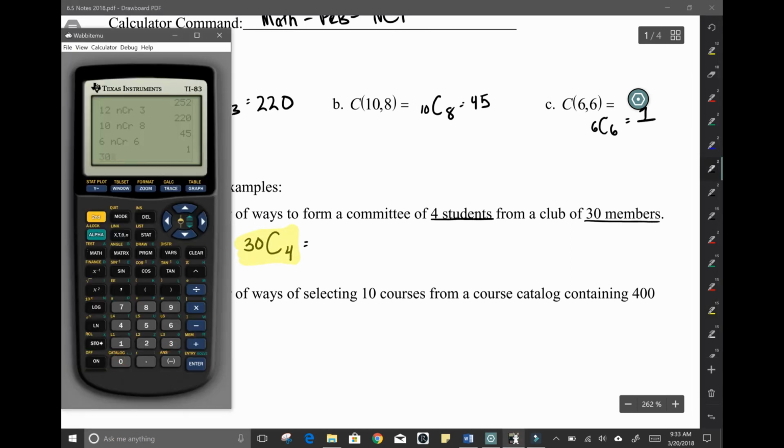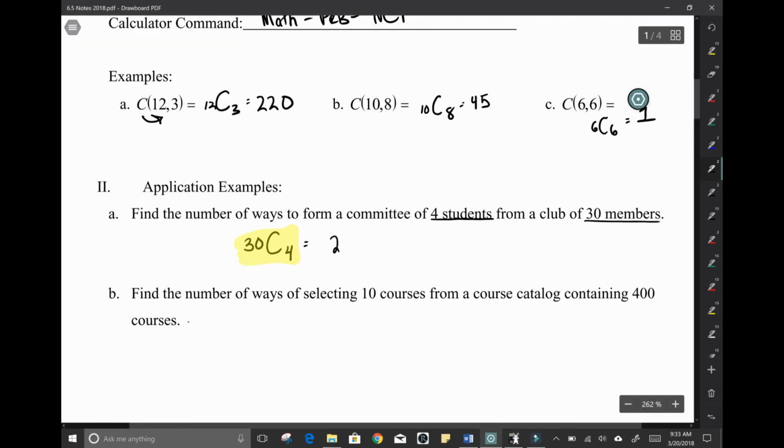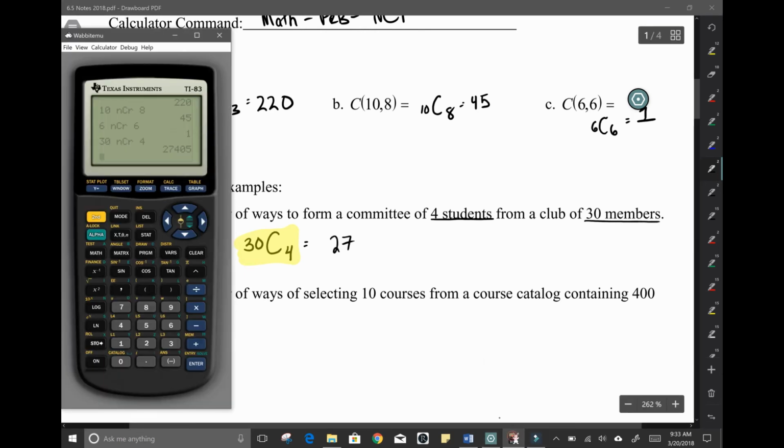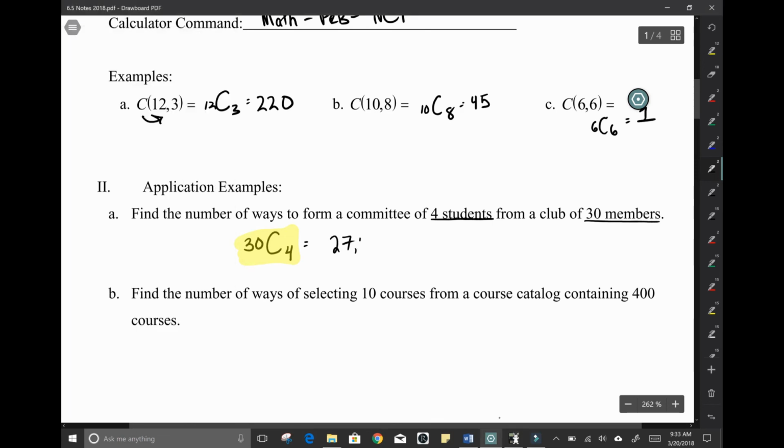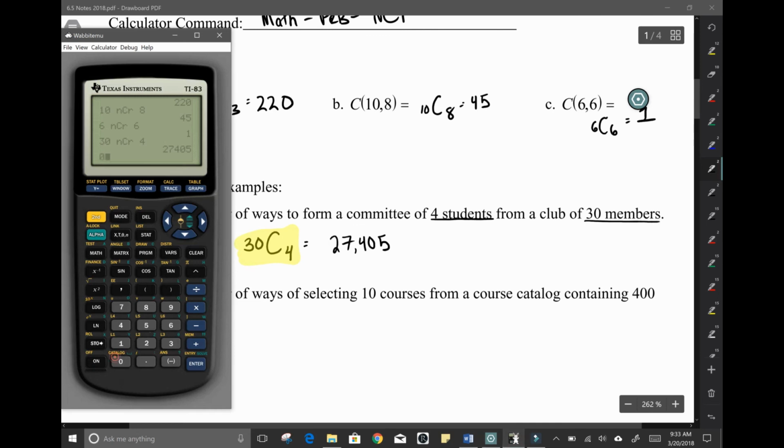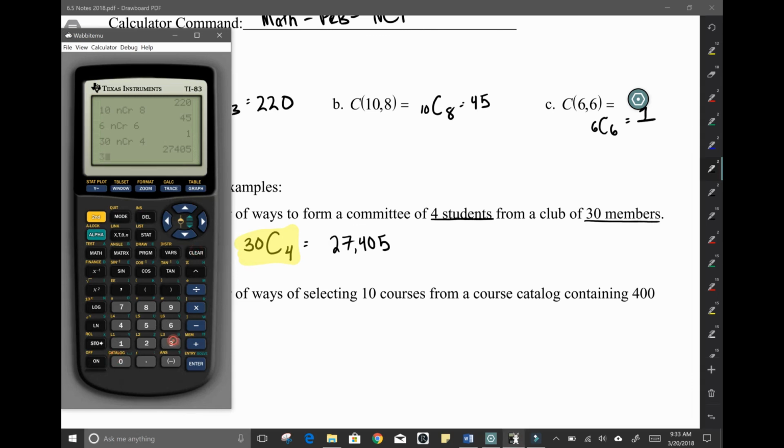Perhaps you type it in wrong and that's why you get a wrong answer, or perhaps you do as I do sometimes and accidentally do nPr, but in this case you get 27,405. Now notice, these numbers are different than 30 permutation 4. They're slightly smaller because they're getting rid of all the extras.